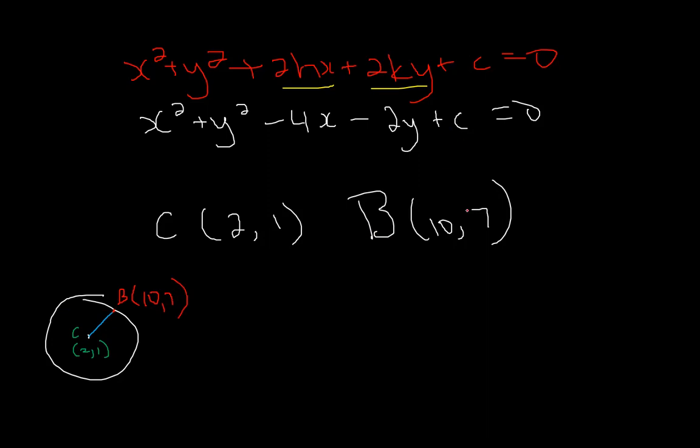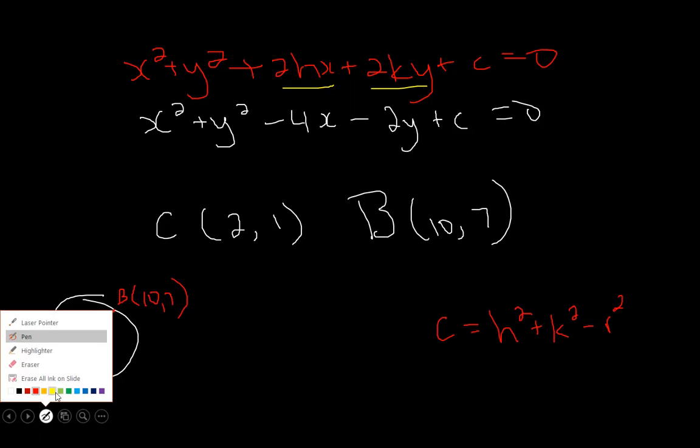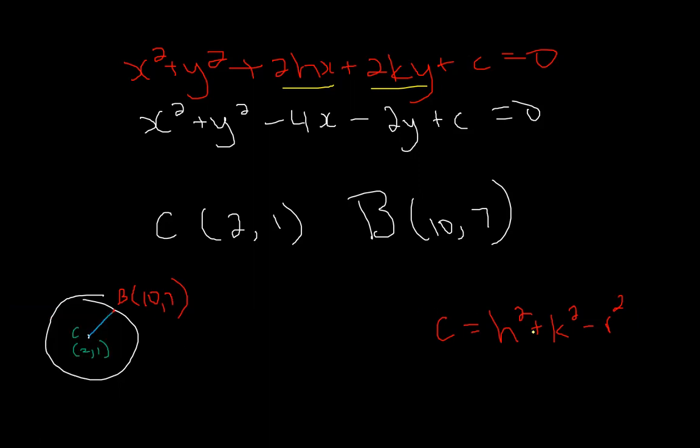Anybody remember what's the formula for c? c is equal to what? Take away r squared. What was the problem here? We have h, so we can find h squared. We have k, so we can find k squared. But we don't know what r is. So we need to find what r is. Anybody have any idea how we would find r?